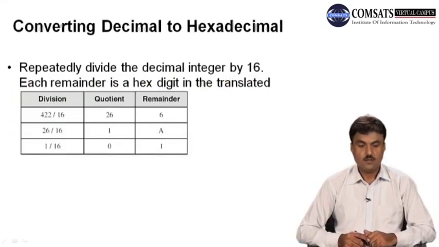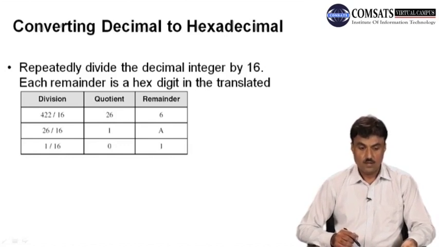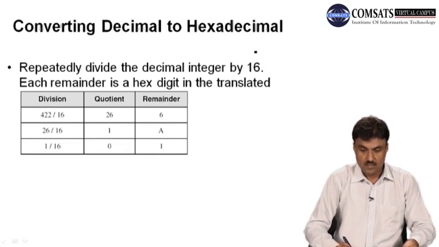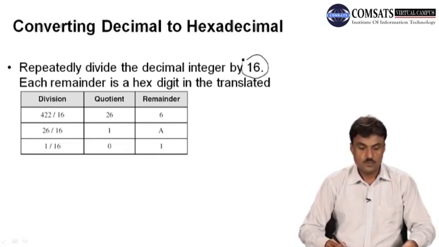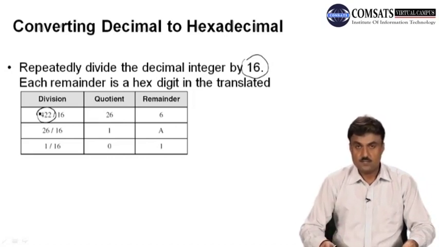Okay, in this slide we will convert decimal to hexadecimal. Now the rule to convert decimal to hexadecimal, or from decimal to any other number system, is to divide the decimal number by the base of the number system in which we are converting that number. So for example, now we are going to convert a decimal to hexadecimal, and we know that hexadecimal has the base 16. So for example, here we have the number 422.